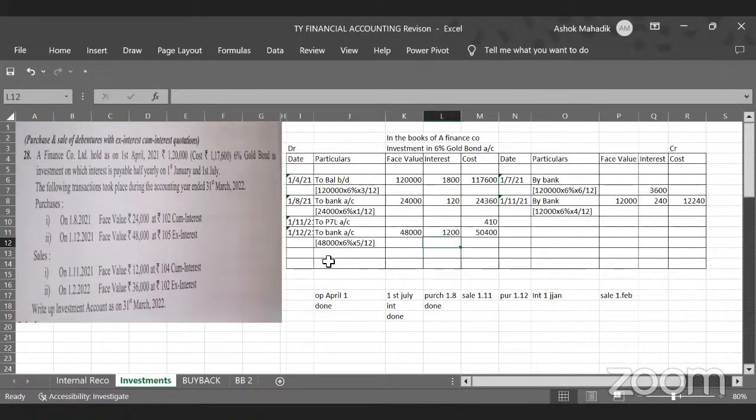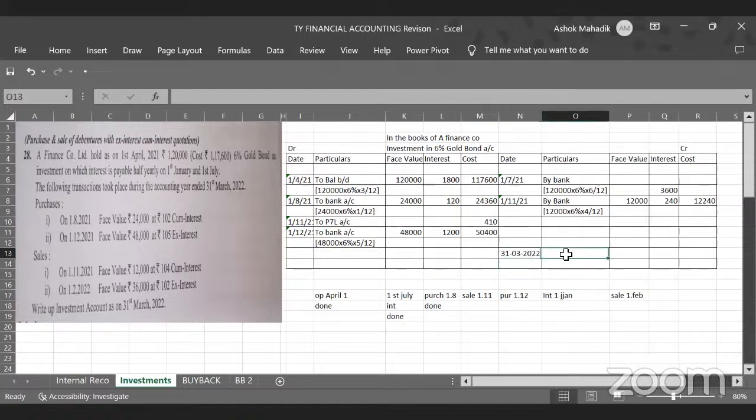I think we are running late, so I'll speed up. Can you solve the other transactions in the same fashion? Again, record purchase and sale. When you reach the end, I'll show you what to do on the last day. Last day is 31st March 22. You write by balance c/d. You close the face value column and you'll get a balancing figure.